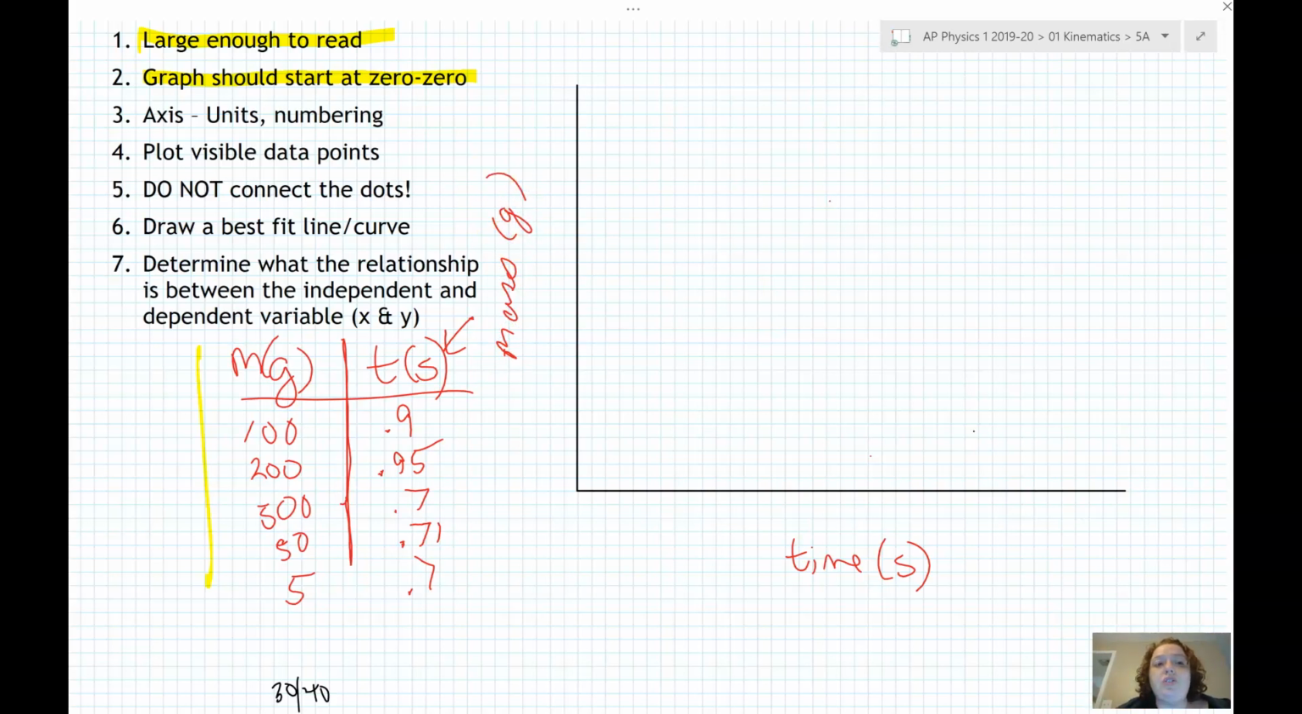Once you have that, you can also do your title. Titles on physics graphs are super simple. They're always your y-axis versus your x-axis. So that's your setup. That gives us the axis and the units. The other thing we need is the numbering.